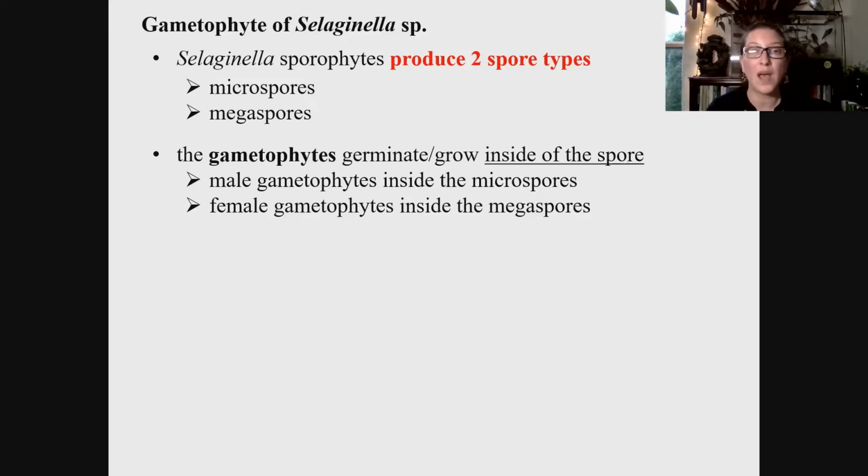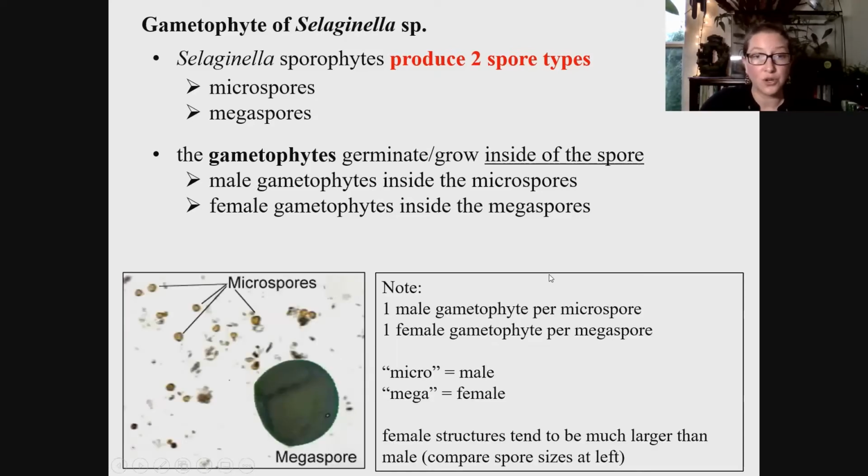So anytime you have a sporophyte plant that makes two types of spores, the gametophytes are always going to stay inside of that spore. So the male gametophytes are going to be inside of the microspores. The female gametophytes are going to be inside of those megaspores. Here is a picture to show you what I'm talking about.